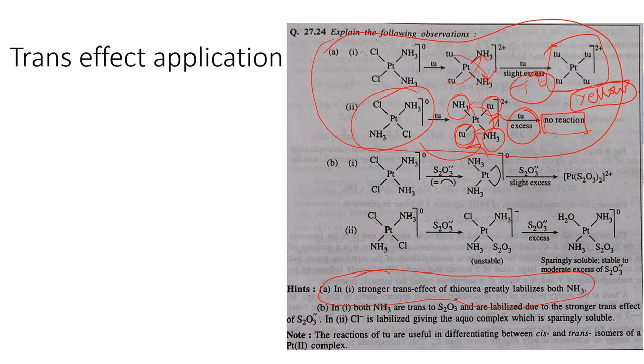Okay, so this can come as a question: how to distinguish or differentiate between cisplatin and transplatin. You have to show this by these 2 reactions with a short explanation, that is, the strong trans effect of thiourea greatly levelizes both ammonia, and it would be a yellow colored complex, whereas in the latter case, that is transplatin, it would not give any kind of colored complex.